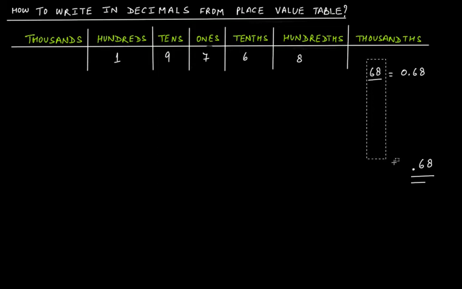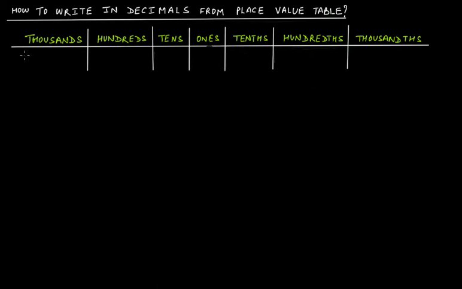Let's take one last example and we are done with this. In this case, I'm going to fill all these columns. At the thousands, let's say we have 7, then you have 3, then you have 2, then you have 1, then you have 0, and you have 8, and then you have 9. So for this one, simple.